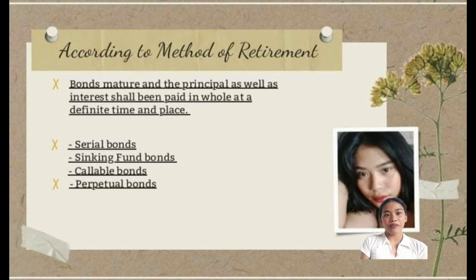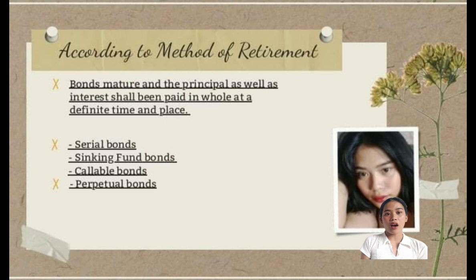Sinking fund bonds require the issuer to deposit annually a certain sum of money with the trustee of the issue for the retirement of part of the issue before maturity. This has periodic payment of the obligation. Callable bonds have the provision that the issue can be cancelled or called. The call privilege enables the issuing company to pay off a bond issue prior to maturity.